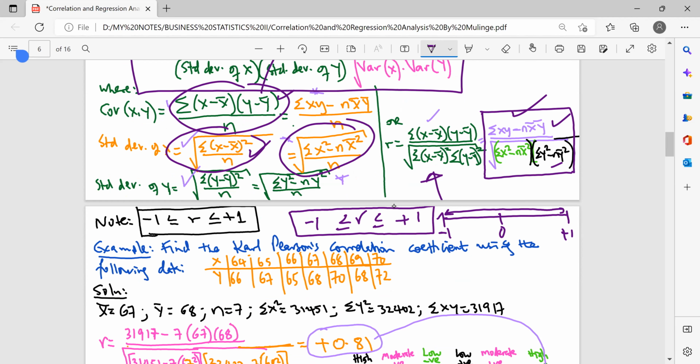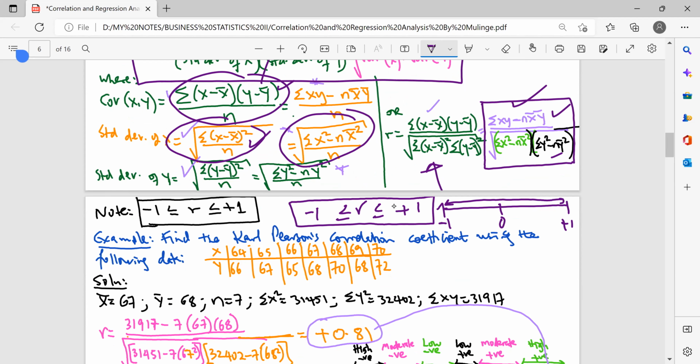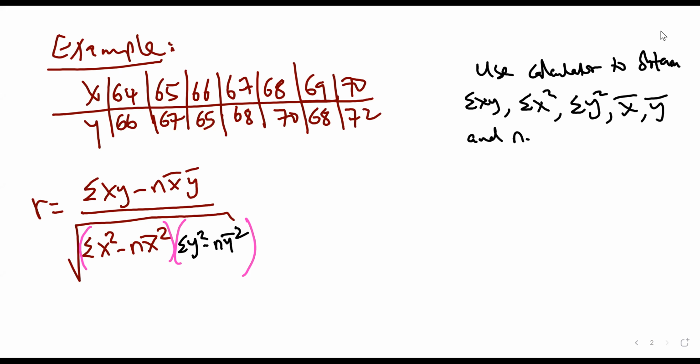So let's have an example. We're saying that find the Karl Pearson's correlation coefficient for the following data. So we are considering this data. We want to find the Karl Pearson's correlation coefficient. I want us to copy this data, then we're going to solve the question in a short while. So this is the example we are solving. And this is the formula that we are going to apply to find the Karl Pearson's correlation coefficient.